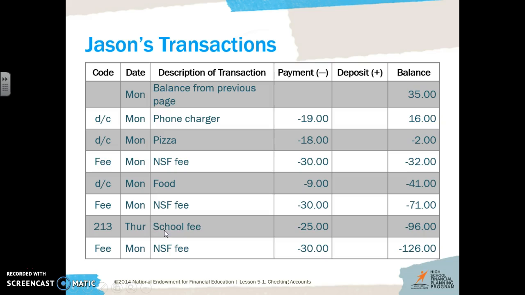And again, there was a school fee that he paid for. Now, if you look here, this says 213. This is a check. So you would write the check number in as our code. You remember that every check has a number. So this is check number 213. He paid that to the school. It was a $25 fee. So now he's $96 below what he should have. He doesn't have enough money. It's not a good thing. And if you notice, this was on Thursday. On Monday is when the bank charged him the non-sufficient funds fee.